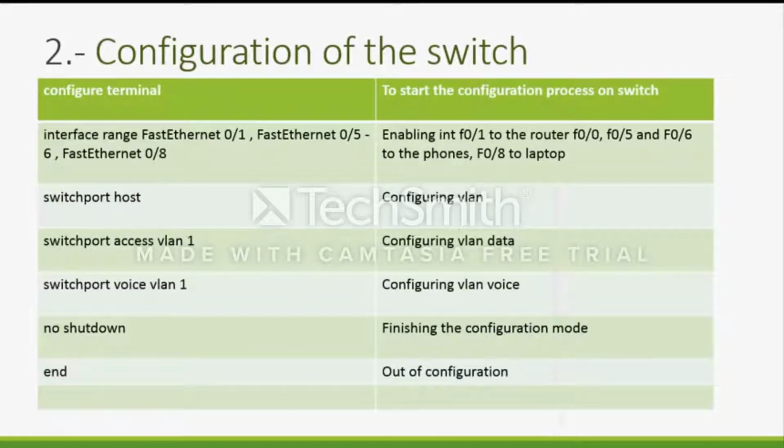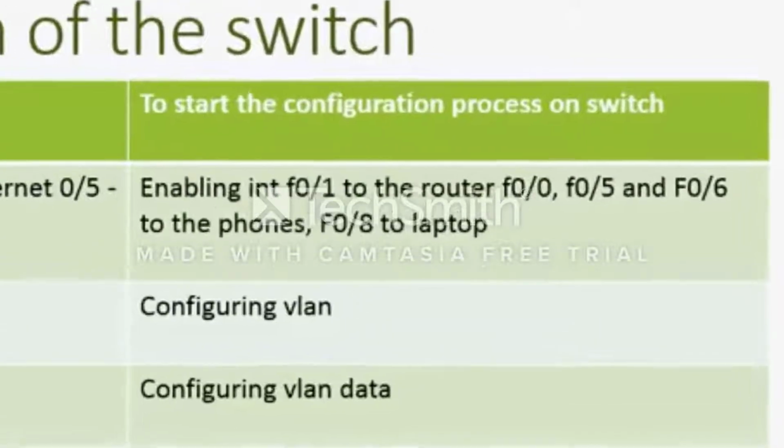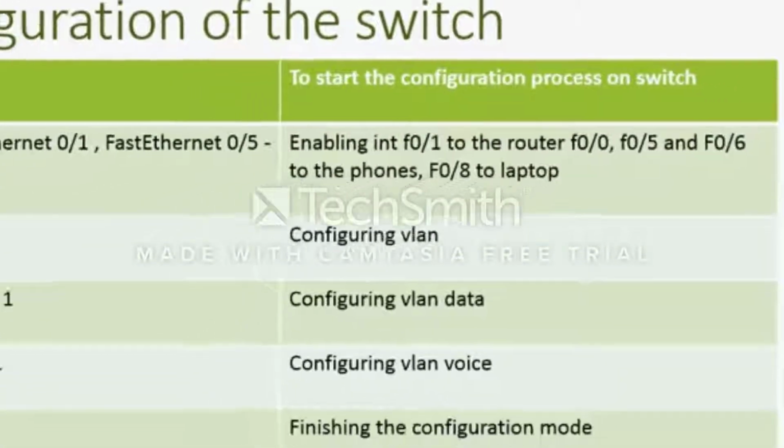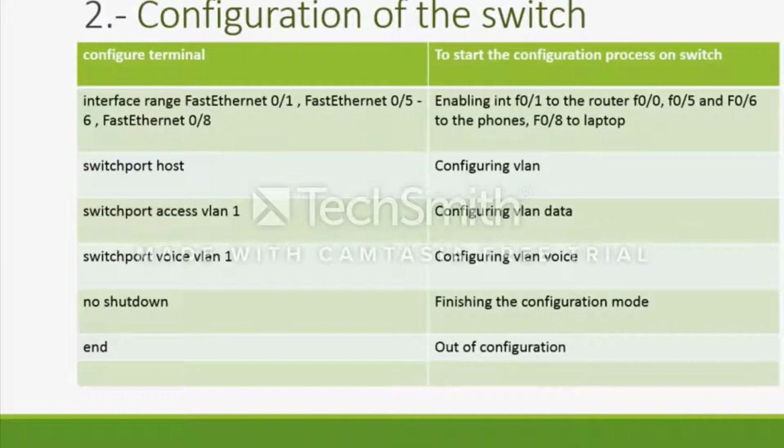Over here, you're gonna see how to configure the terminal. The terminal on the switch with interface F01, A05, A06, and 08. A01 for trunking to connect to the router, 05 and 06 to connect to the phones, 08 to connect directly to the laptop. From there, we are gonna ping in the future. Let me repeat this one more time. We're gonna ping to see if we have a connection in the future.